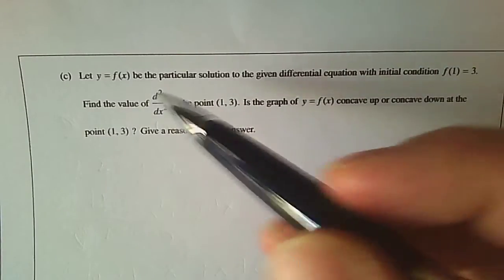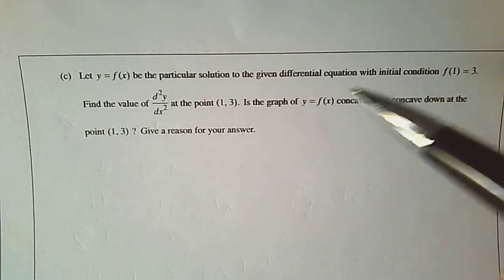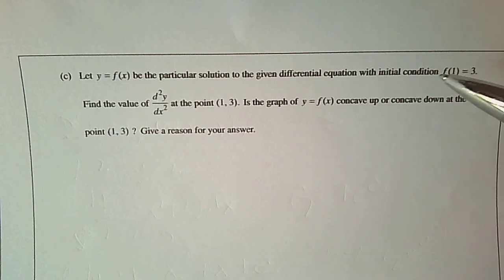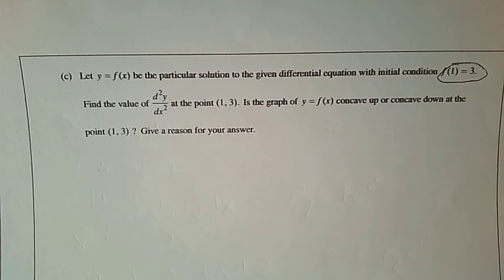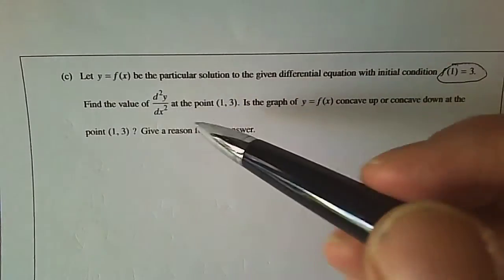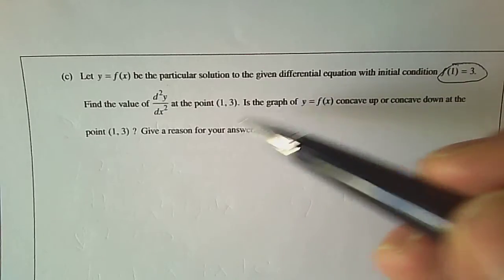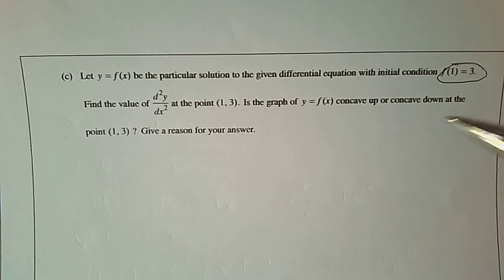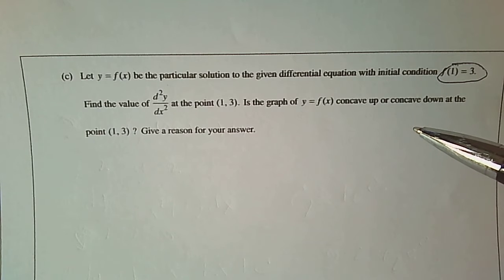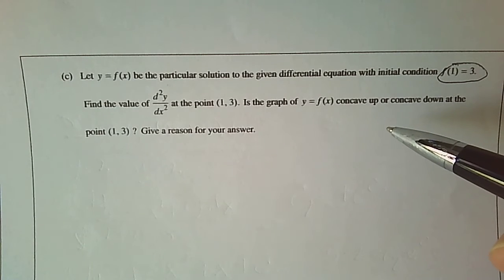Let y equals f of x be the particular solution to the given differential equation with the initial condition f(1) equals 3. Find the value of the second derivative at the point (1, 3). Is the graph y equals f of x concave up or concave down at the point (1, 3)? Then give a reason for your answer.